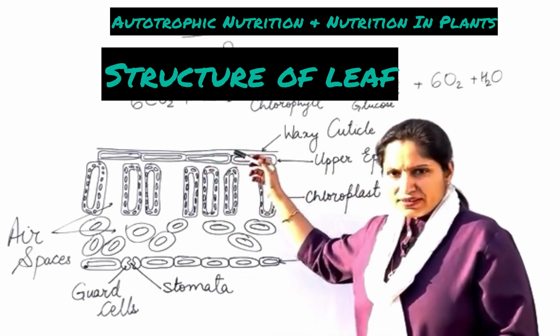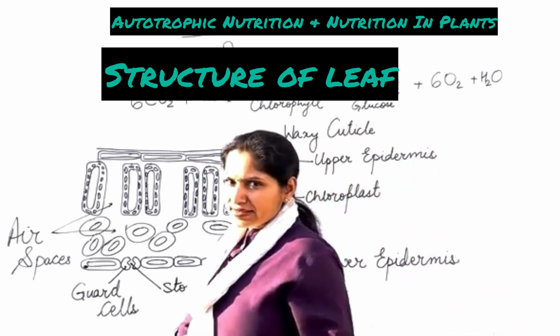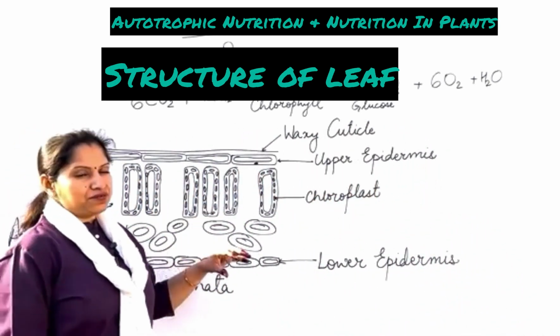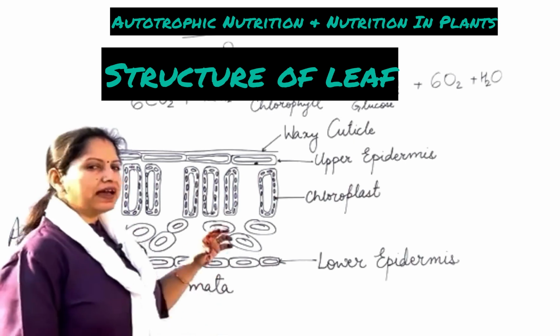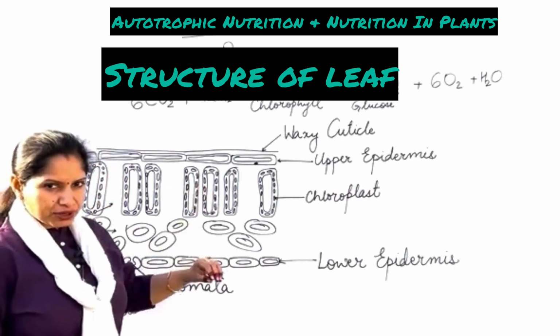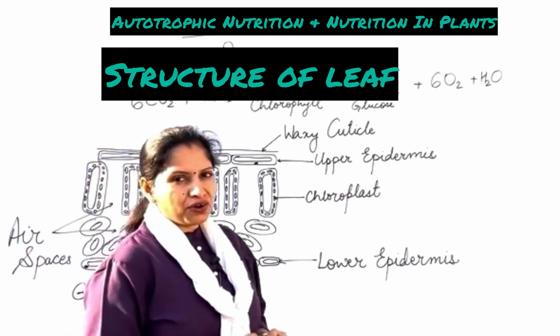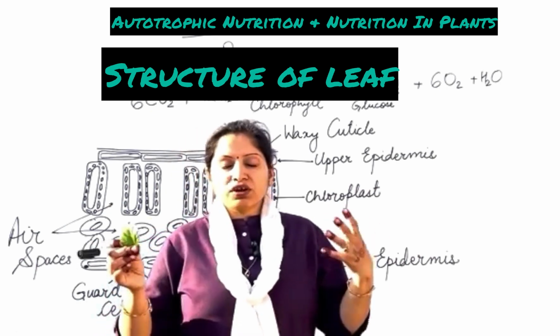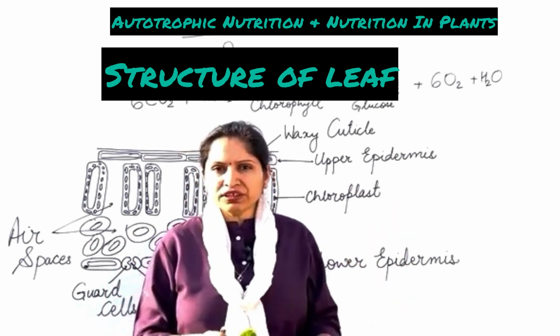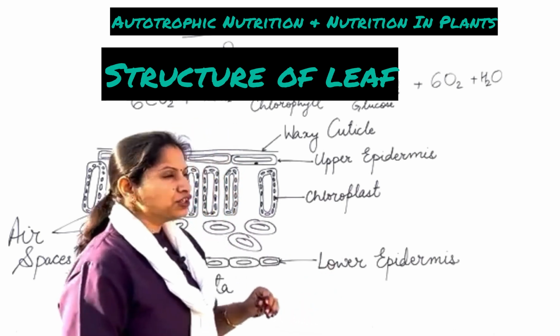So the uppermost layer is the waxy cuticle, a waxy layer that protects the leaves from the effect of water and keeps them waterproof. Whenever it's raining, your leaf will just get wet, but the water cannot enter inside the plant through the leaves because of this waxy cuticle.